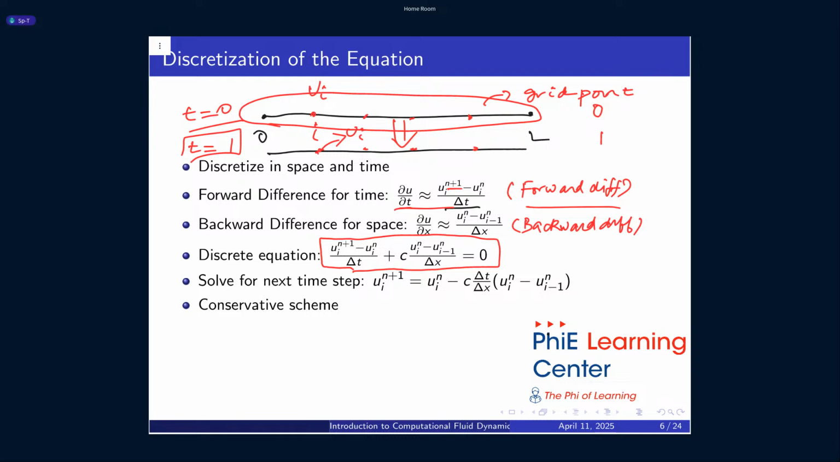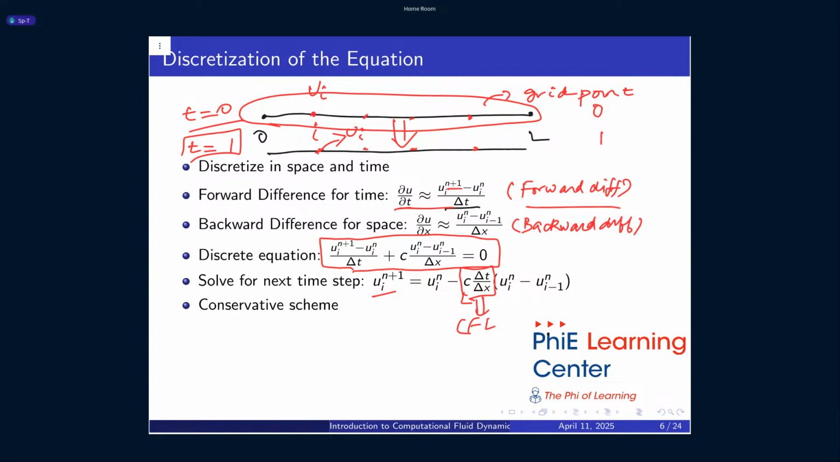Now u i n plus 1 is unknown, which is the value of u at the new time step. So we can write this as u i n minus c del t by del x times this whole thing. We just cross multiply the terms. And this term has a special significance in CFD. We'll come back to this. Just remember this term for now. This is called the CFL number, or the Courant number.